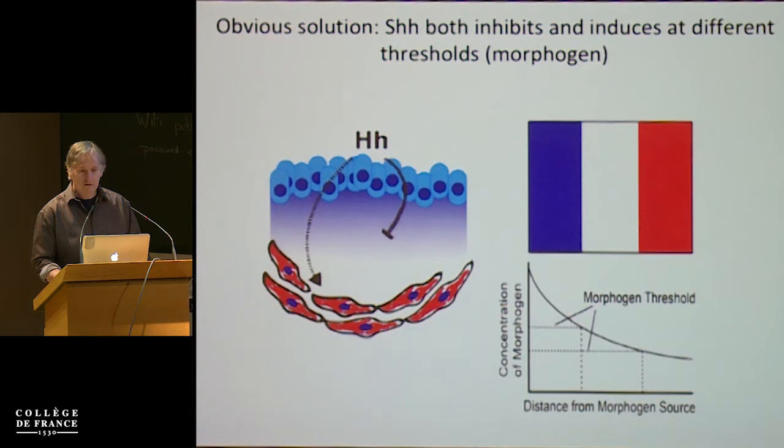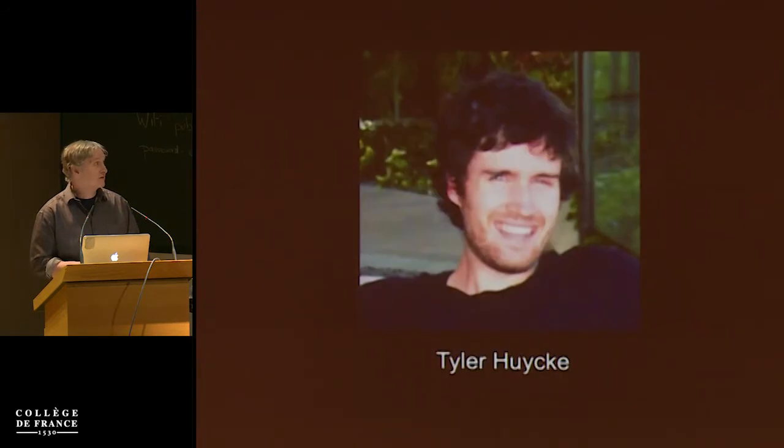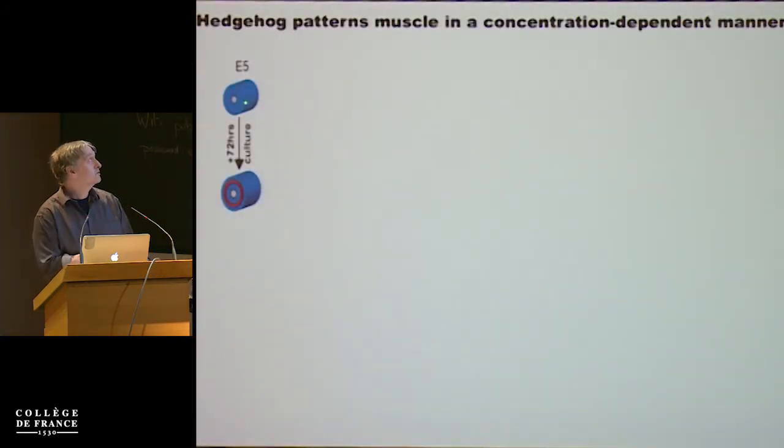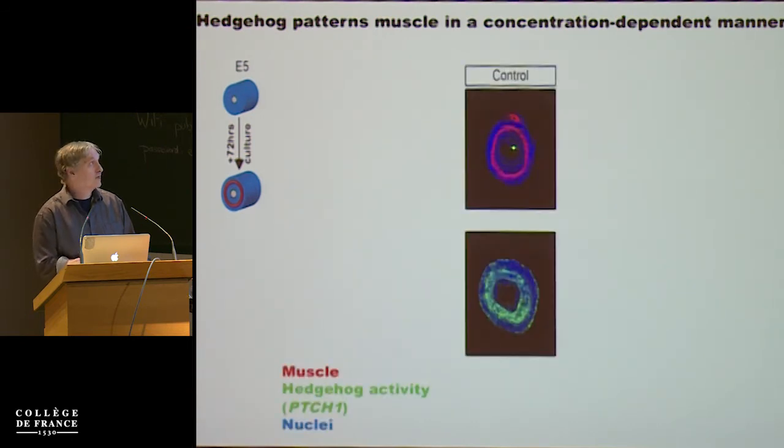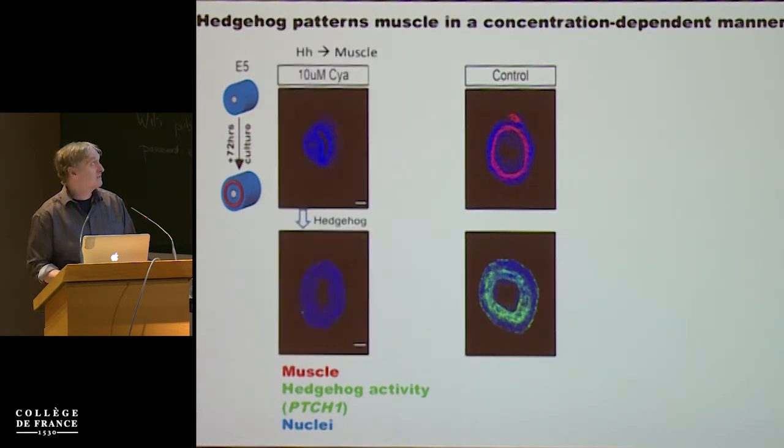So a graduate student of mine, Tyler Huck, decided to test this model, and he did it with chick explants. We can grow guts from a stage where there is no muscle to a stage where that muscle layer is formed. If you do that, you get the muscle right where it should be. This is just a readout of hedgehog signaling, this is again Patched, and this is the smooth muscle, smooth muscle actin. As the mouse data would have said, hedgehog does seem to be upstream of muscle, because if you block hedgehog signaling with an inhibitor called cyclopamine, no hedgehog signaling, no muscle.